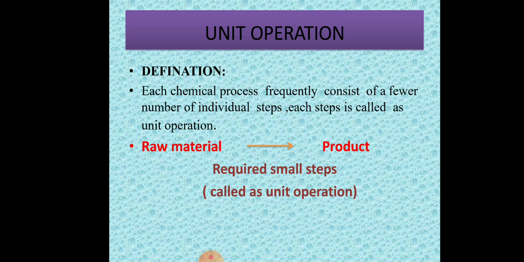Now what is the definition? A chemical process frequently consists of a number of individual steps, and each step is called a unit operation. For example, if we have raw material, we can't take the raw material directly for therapeutic value. We need to convert it into the exact dosage form. Hence, we need to perform a variety of actions on the raw material. Raw material gets converted into product by a number of steps, and each step in pharmaceutical engineering is called a unit operation.